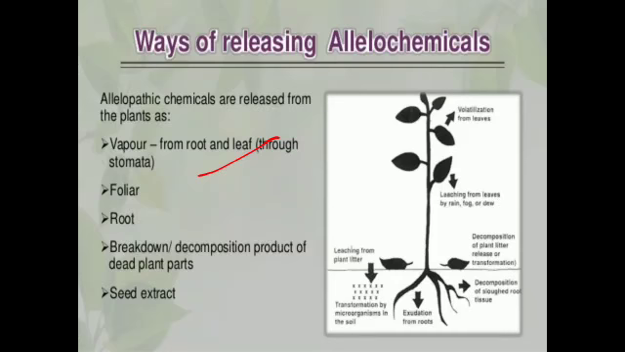So see the images of plants. In the leaves, there is volatilization from leaves, then leaching from the leaves by rains, fog or dews.